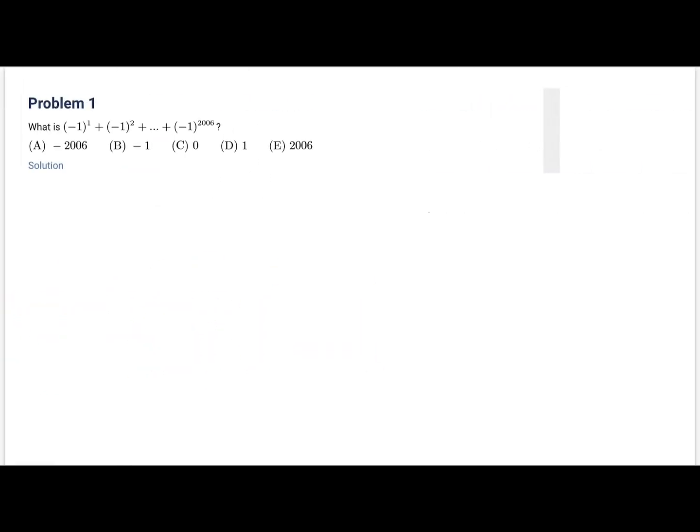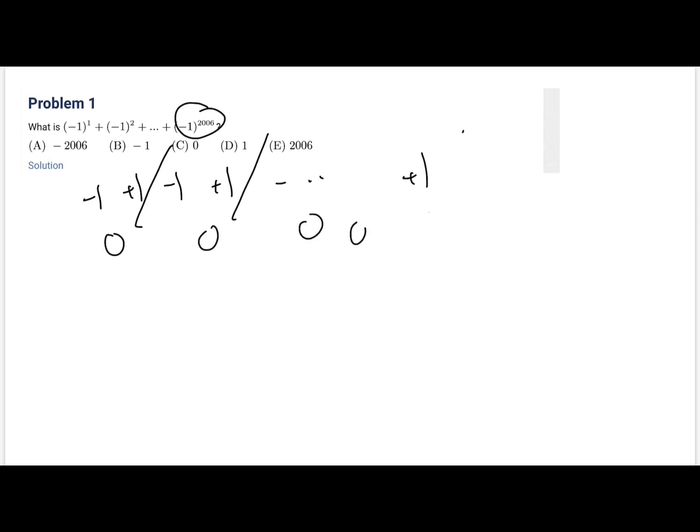First problem: what is (-1)^1 + (-1)^2 all the way to (-1)^2006? So just write it out. It's minus 1, and then plus 1, and then minus 1, and then plus 1, all the way to plus 1. If you separate it by 2, then these all come to 0, 0, 0, 0, and then plus 1. This also comes to 0, so the whole thing adds up to 0. So the answer is 0, C.